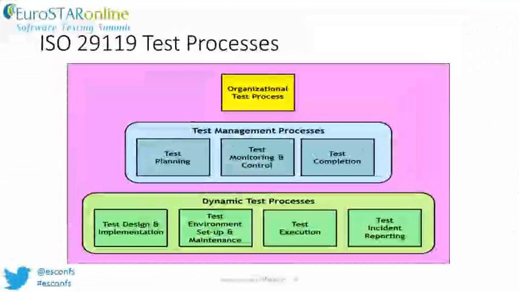This slide shows the complete set of 8 test processes defined in the standard. Note that there is just one process defined at the organisational level. Each process is made up of a set of activities, and each of these activities comprises a set of specific tasks. We'll see an example of a process description a bit later.